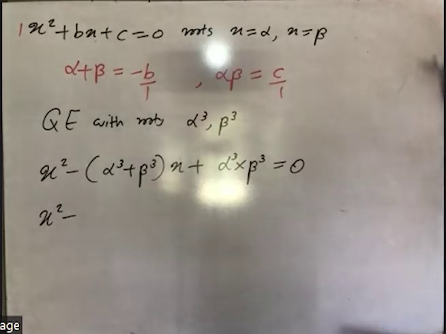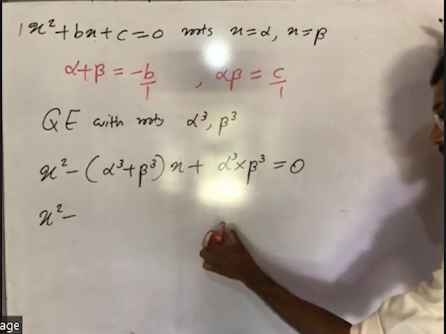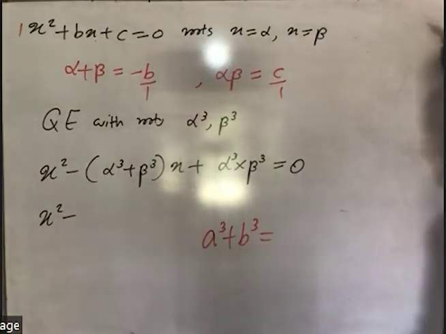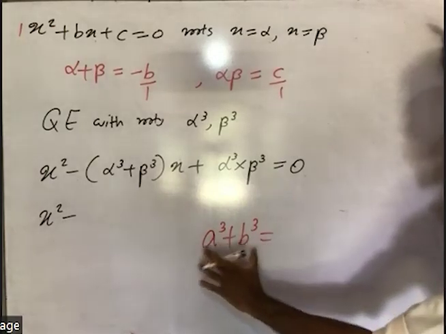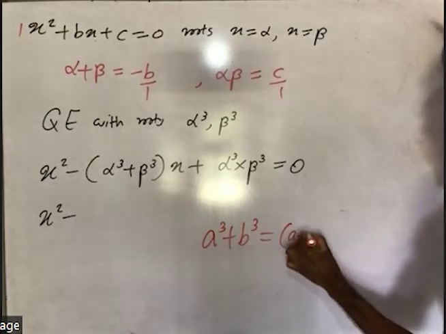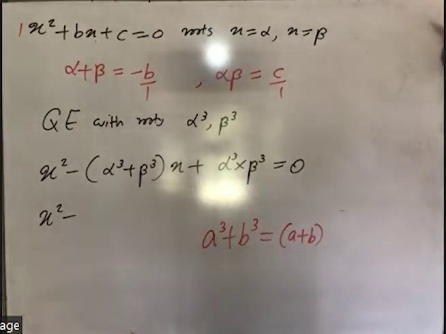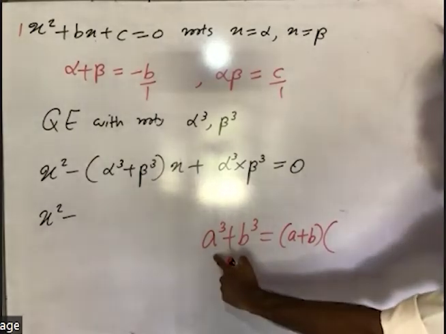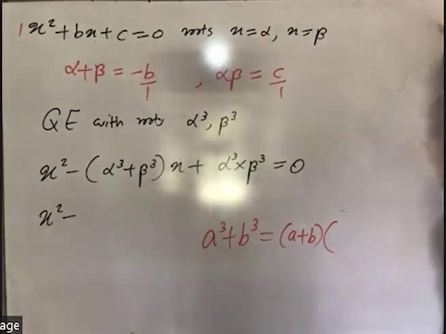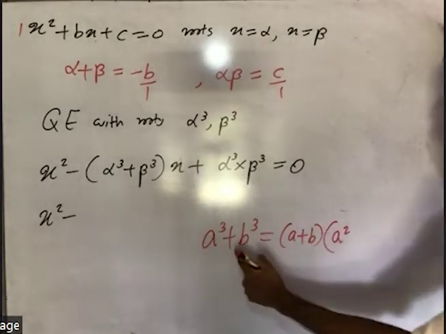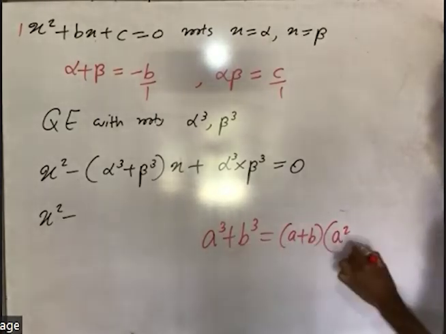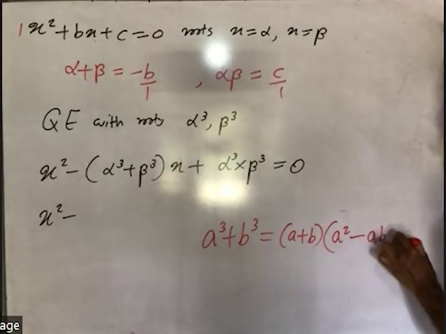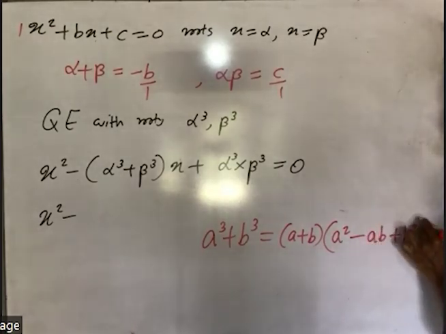In O levels you have done this formula, a to the power 3 plus b to the power 3. You can factorize this. How to factorize this? You have to first forget the power, then write down the first factor as a plus b. Then second one, you have to take the square of the first term, a square. If you have plus here, take minus. First term into second term plus square of the second one.